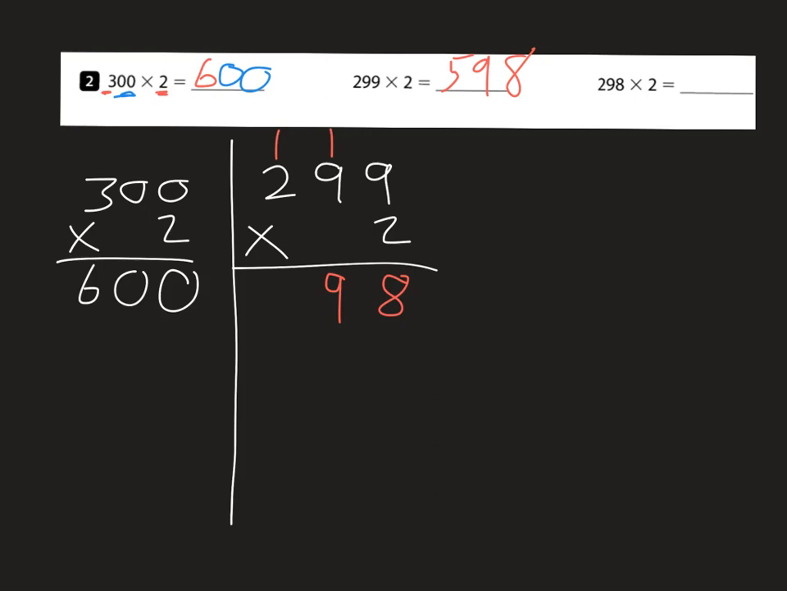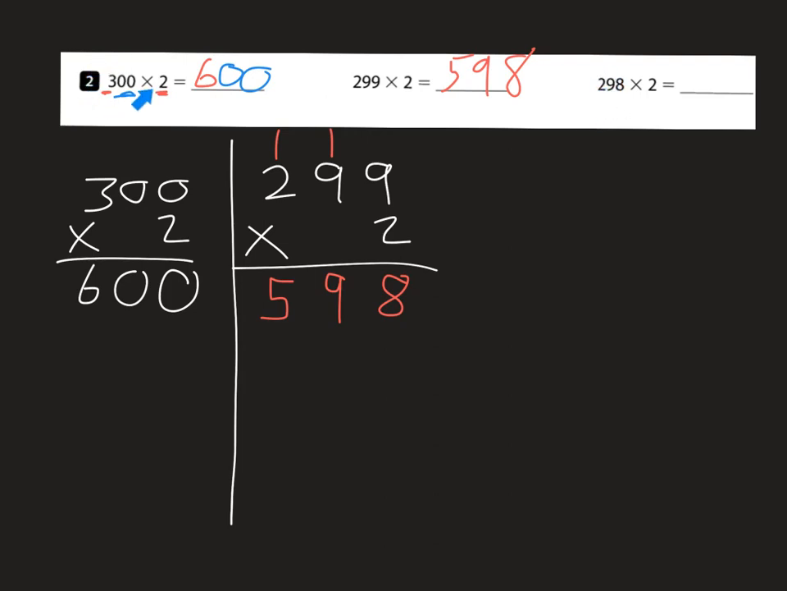And then finally, we take 2 and distribute it to the hundreds place. 2 times 2 is 4. Add your 1. So we now have 5 hundreds. Our product of 299 times 2 is 598. All right, let's check out our last one here.